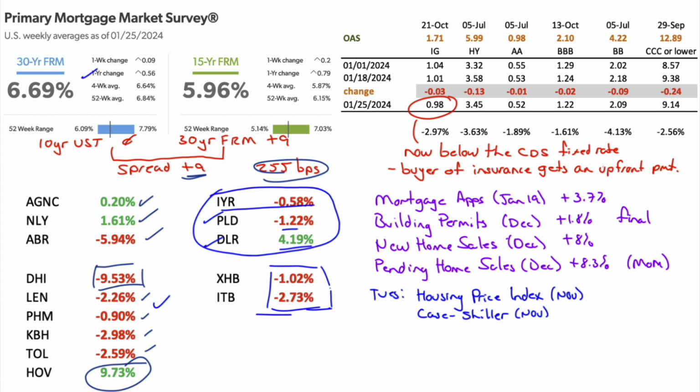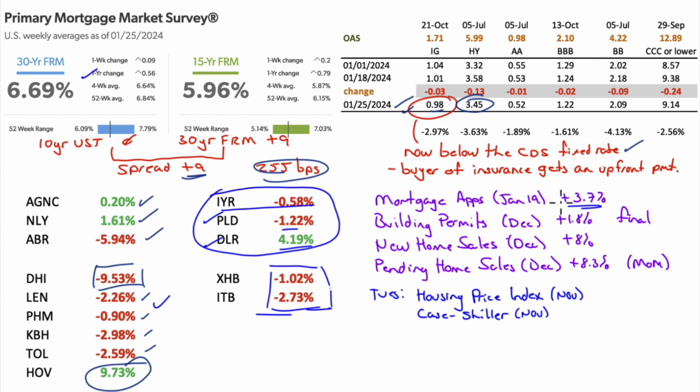Look at OAS. Look at high investment grade, 0.98. That is now below the CDS fixed rate. So you are switching in a market from CDS buyers having to pay an upfront fee to the seller, to now the seller having to pay an upfront fee to the buyer of a CDS for credit protection, because the rate is now below the fixed rate of the CDS. It's been that way on high yield for some time, but now it's on IG.